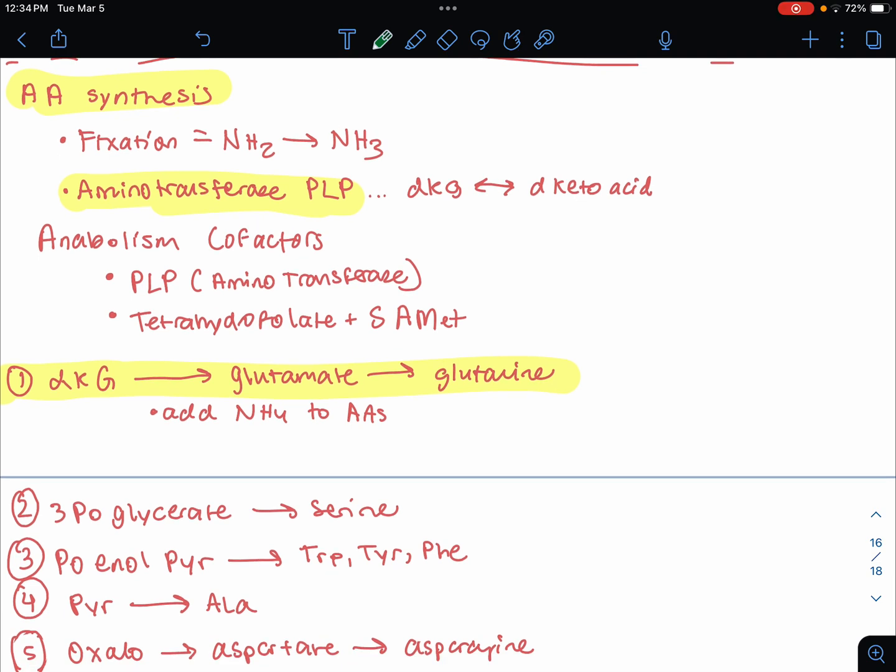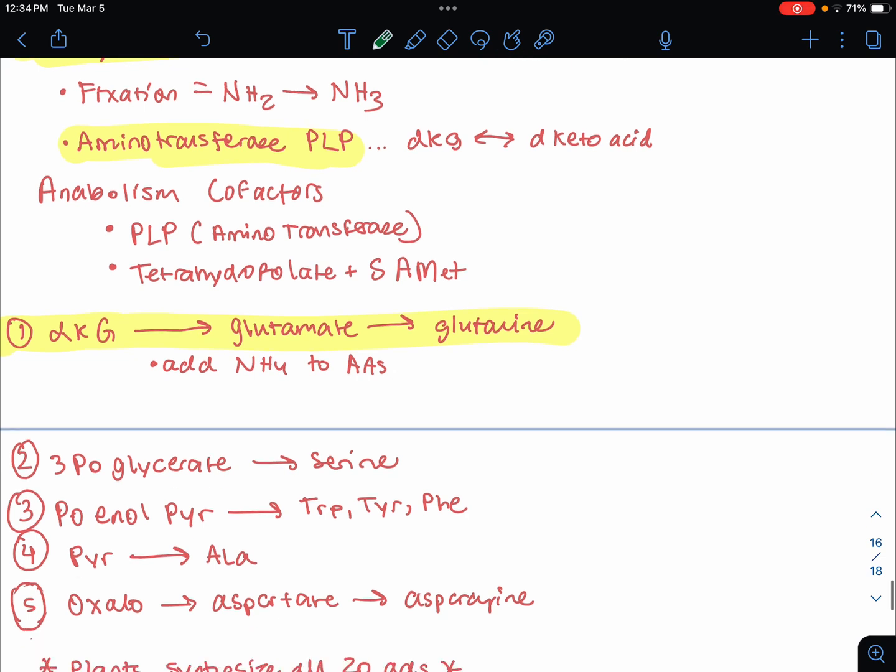Okay, so now amino acid synthesis. Nitrogen fixation is when we take N2 to NH3. The PLP of the aminotransferase will transfer that amino group from the amino acid, and it's going to form this alpha-keto acid. So remember, there's a relationship between alpha-ketoglutarate and the alpha-keto acid. The alpha-keto acid is the amino acid without that amino group on it.